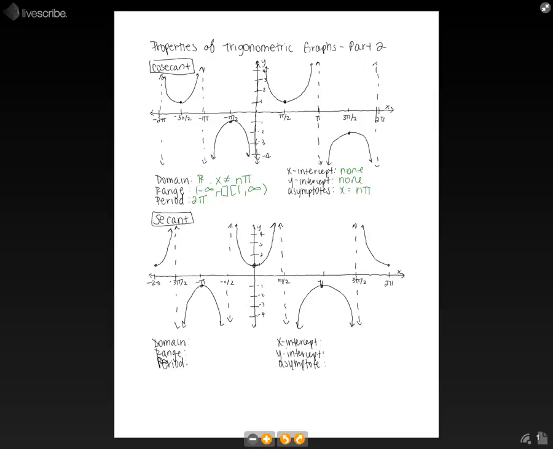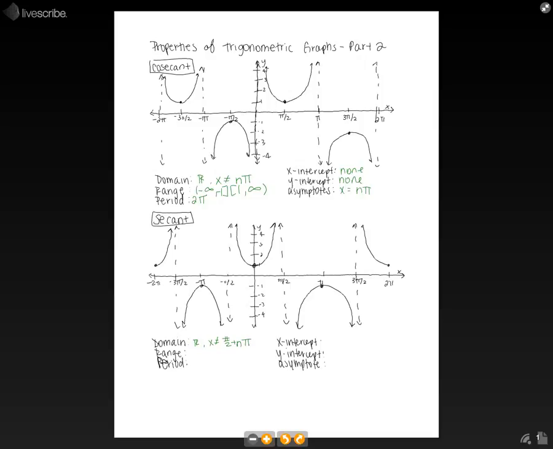Now for our secant graph. The domain is all real numbers except x cannot equal pi over 2 plus n times pi. So there's asymptotes at odd multiples of pi over 2, so pi over 2, 3 pi over 2, etc. So there's no x values possible.